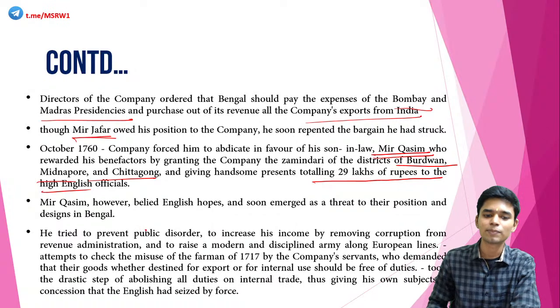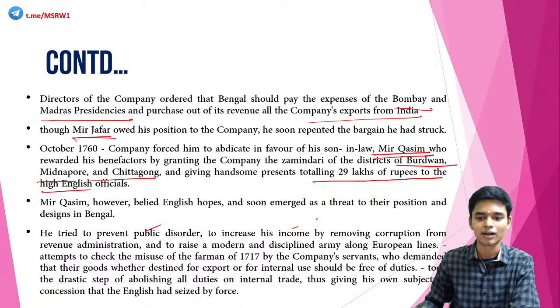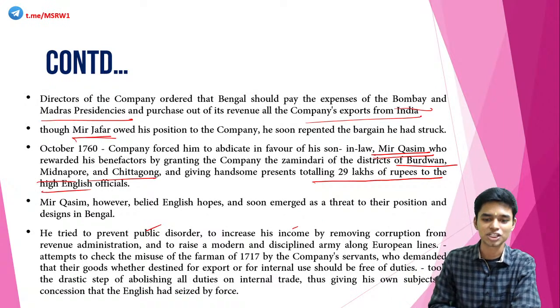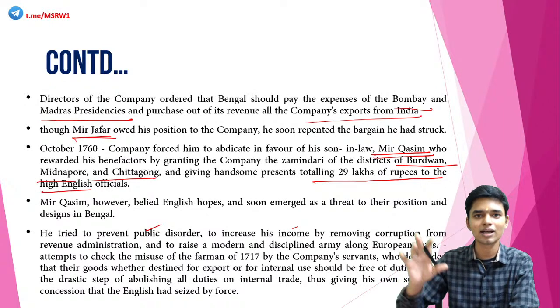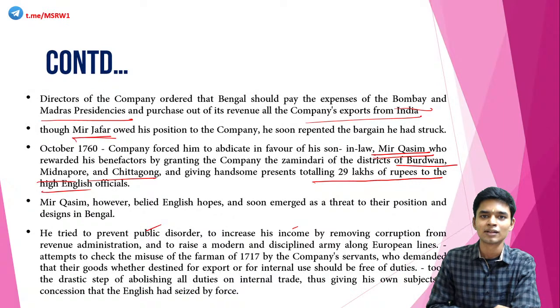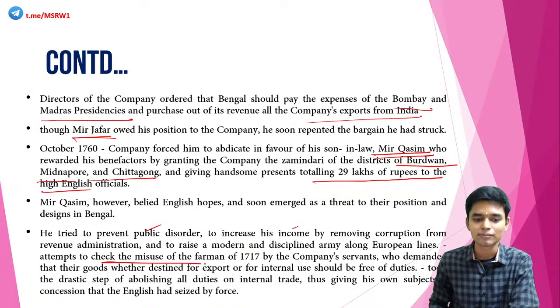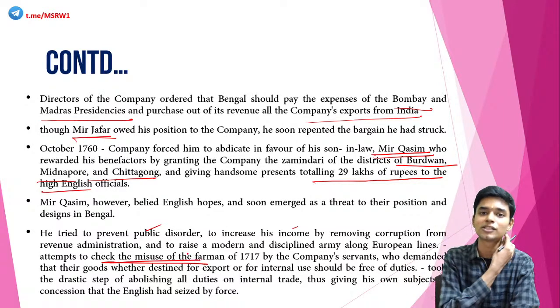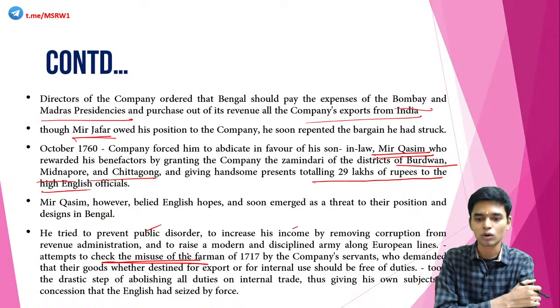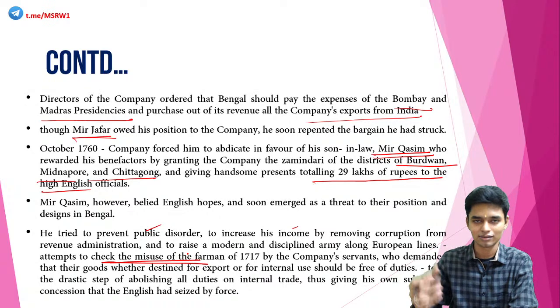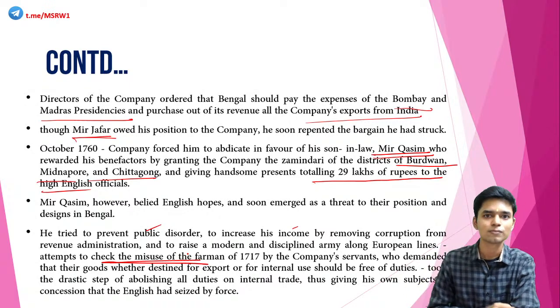He tried to prevent public disorder. He tried to increase his income by removing corruption from revenue administration. He started to modernize the army on European lines. He attempted to check the misuse of dastak and the royal farman. Okay, so all these measures taken by Mir Qasim started to anger the English East India Company.